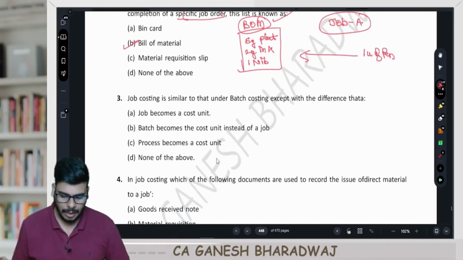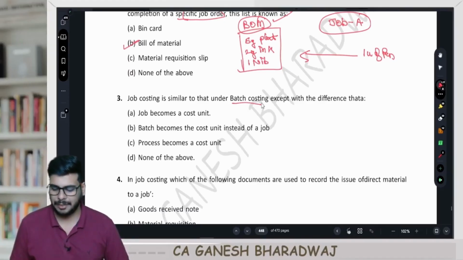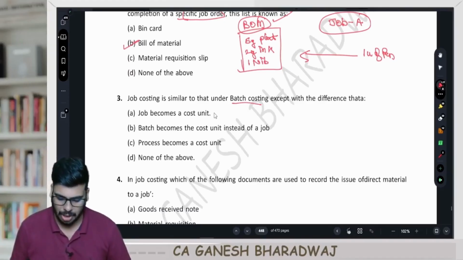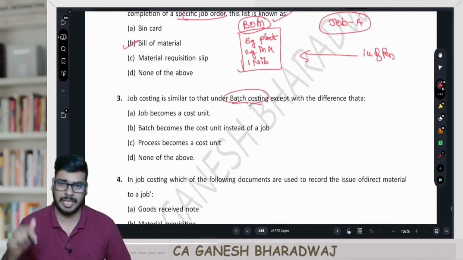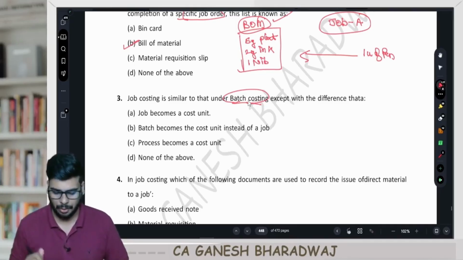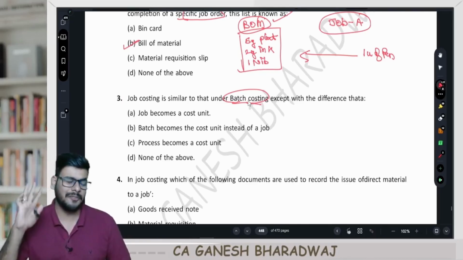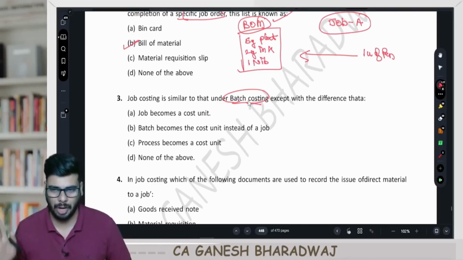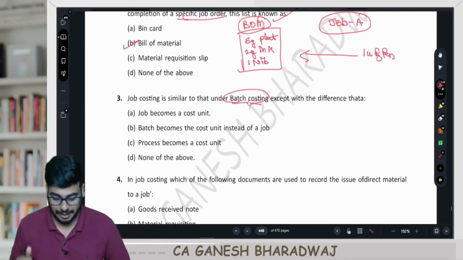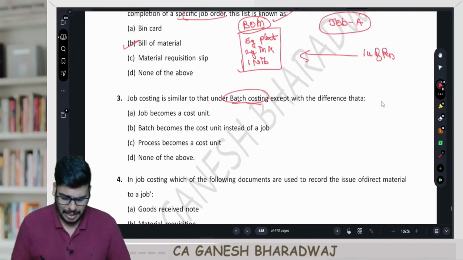Next. Job costing is similar to batch costing, except with the difference that a job becomes a cost unit, batch becomes a cost unit, process becomes a cost unit, none of the above. What is batch costing? We will be seeing it in the upcoming next session itself. Do not worry about it. Out of these four, which one seems to be logical for you? You know nothing about batch costing. Forget it. Job costing is similar to batch costing, except with the difference that, which of the four makes sense out of this?